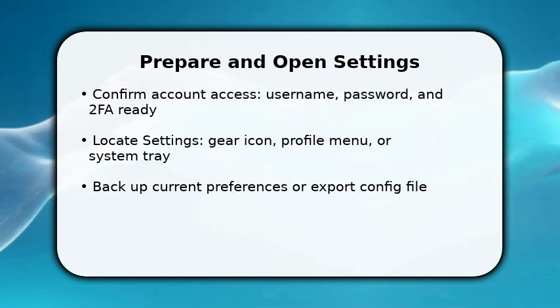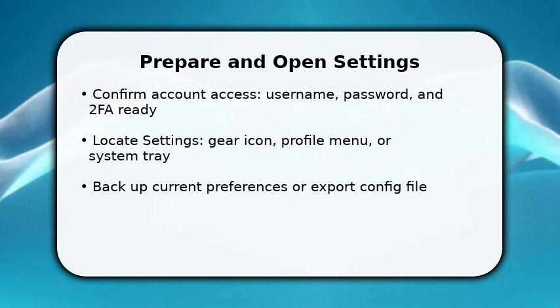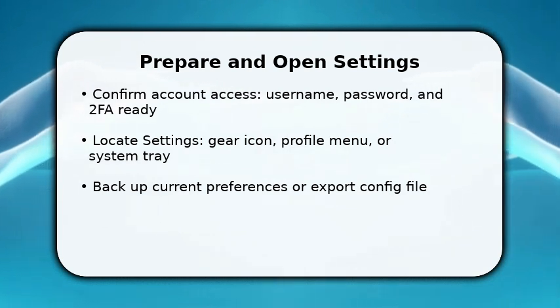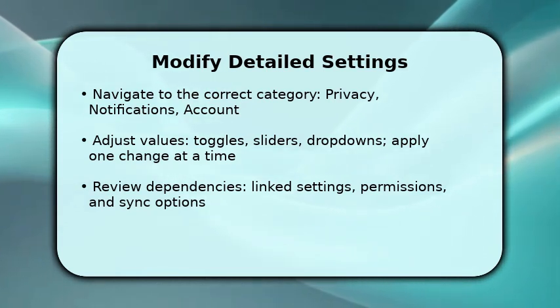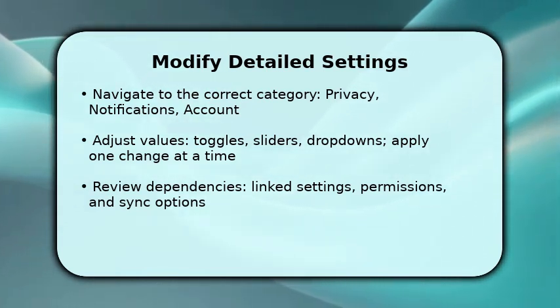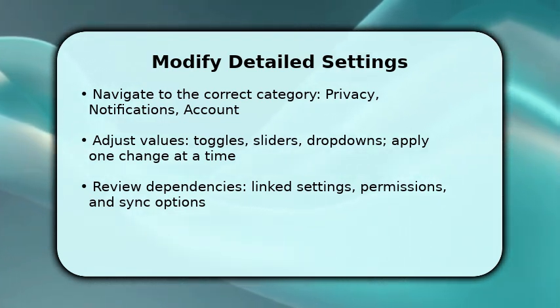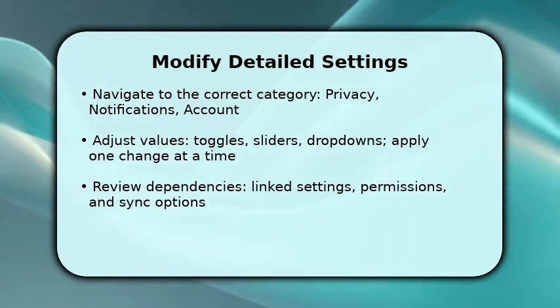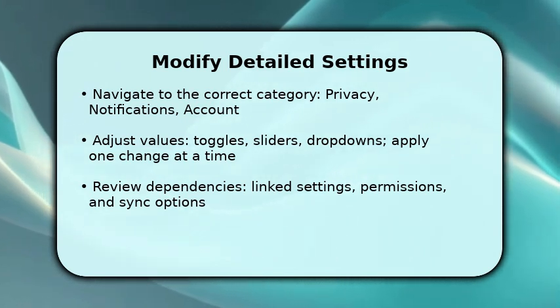Now that you have access and a backup, proceed to identify the specific settings group you need to change. You now work through the detailed controls. First, open the relevant category, privacy, notifications, account, or security, and read the short descriptions to find the exact option. Change one control at a time. Toggle, select from a drop-down, or move a slider. This makes it easier to test impact.